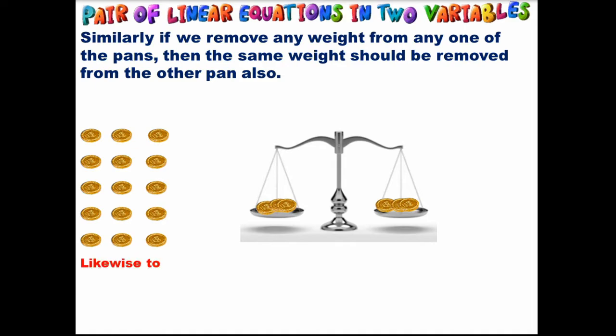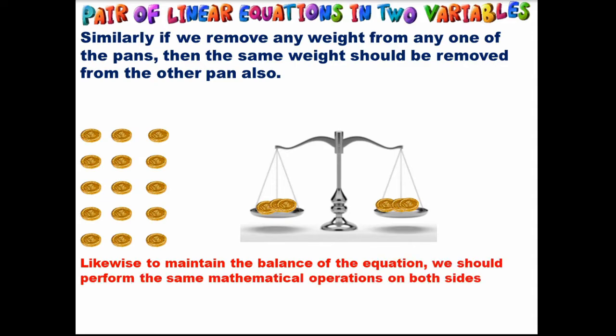Similarly, to maintain the balance of the equation, we should perform the same mathematical operations on both the sides. So, like a balance, the equation should also be treated. For example, you have an equation ax + by = cz + t. Now, I'm going to add p to the left hand side. Then automatically the balance will be disturbed. If you add a quantity to the left hand side, you should also do the same to the right hand side. And suppose you subtract any quantity from the left hand side, you should do the same to the right hand side also.